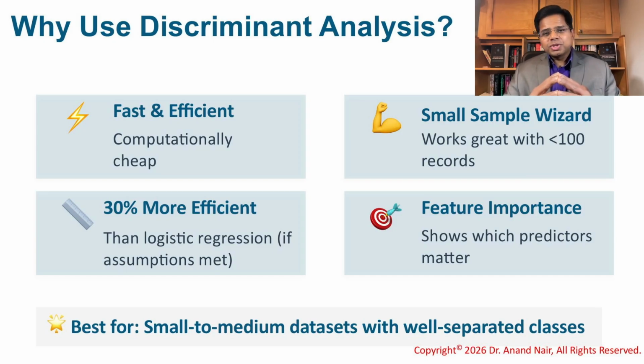It also tells you which features actually matter, which is super useful for understanding your data and explaining results to your boss. The sweet spot for this method is small to medium datasets where your classes are reasonably well separated. If your data looks like 2 distinct clouds with some overlap, discriminant analysis is your friend. It's the reliable Toyota Camry of classification methods. Not the flashiest, but dependable, efficient, and gets the job done.